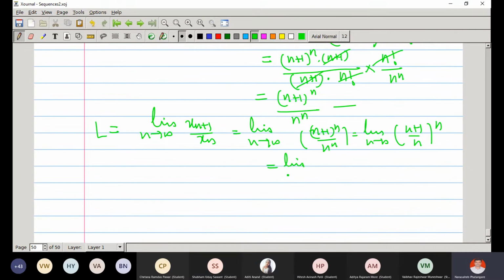Now you tell me what is the limit. You know the limit actually. It's e, Euler's number. Yes, sir. So the limit will be e, which is greater than 1.